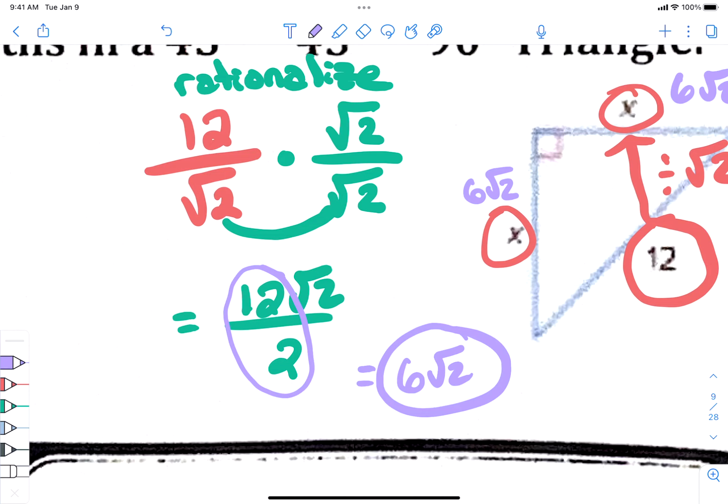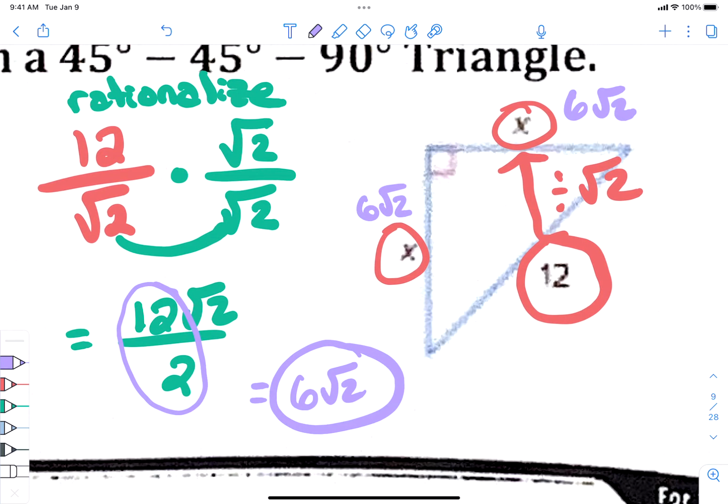So 6 square roots of 2. Why don't you like it on the bottom? Because it's considered to be improper. It's kind of like the same thing as changing it from an improper fraction to a mixed number. Sometimes it's considered to be not correct.